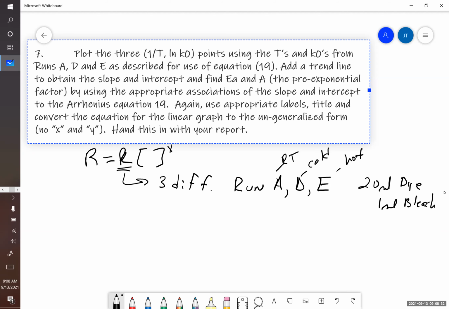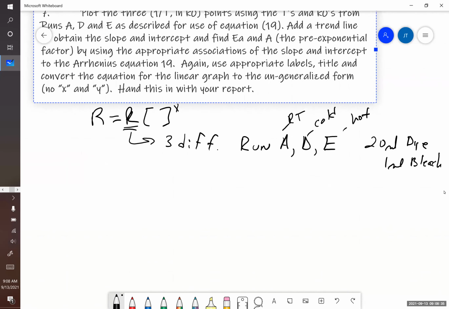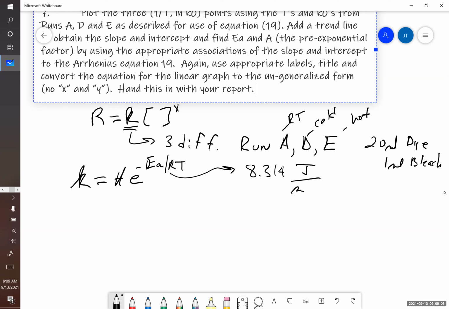All right, so what's this have to do with the Arrhenius equation, and how can we use that to calculate things like the activation energy? All right, so if we take a look at the Arrhenius equation, K equals A times e to the minus EA over RT, where EA is the activation energy, R is that ideal gas law constant in different units, 8.314 joules per mole Kelvin, and T is the temperature in Kelvin.